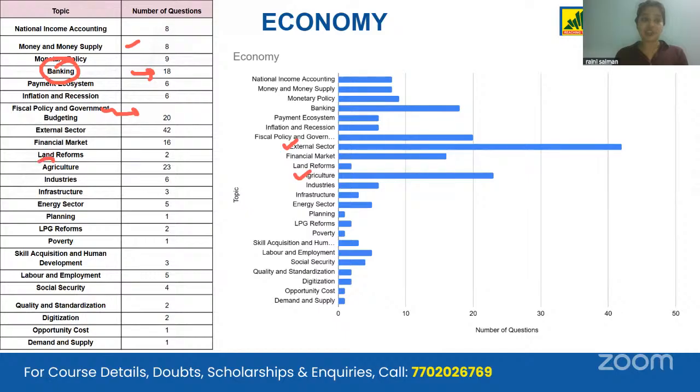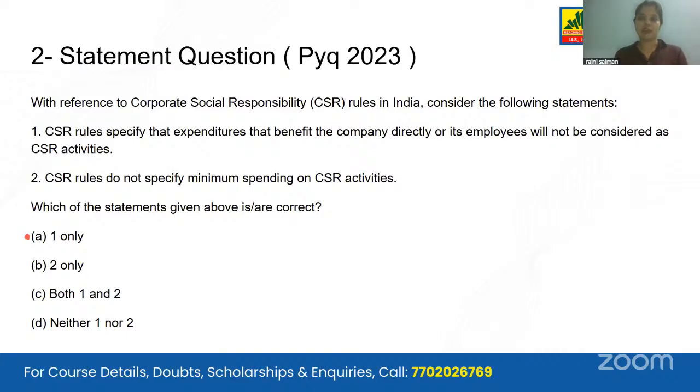Then we'll see agriculture again has become a very important topic for economy. And rest also we are having external sector, financial market, infrastructure, energy sector, LPG reforms, poverty. Poverty they have not asked much, but still, as we all know, UPSC is unpredictable. So you have to be ready with all these topics, be it national income accounting, money supply, monetary policy, banking, or be it agriculture. Okay, so let's get to the questions which we have to discuss. Okay, so we will be seeing some of the important questions.